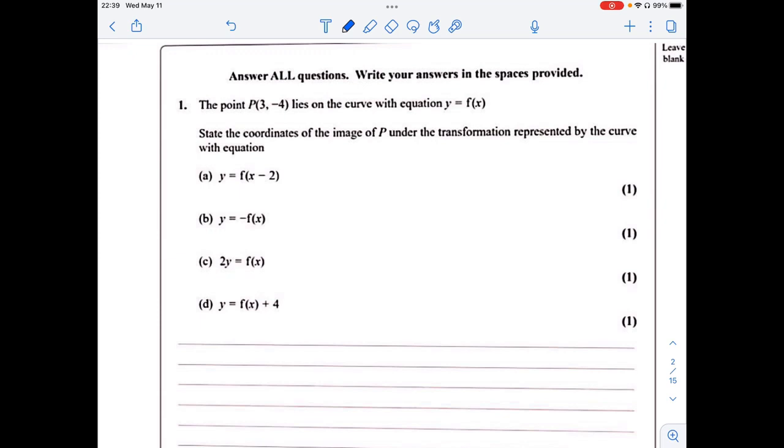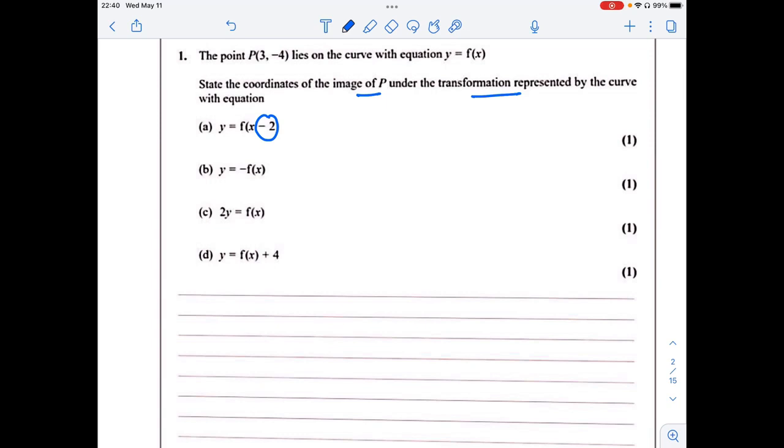The point (3, -4) lies on the curve y = f(x). State the coordinates of the image of P under the transformation represented by f(x) - 2. If the number is inside the brackets, you have to do the opposite operation. Inside the bracket, it is for x. Outside the bracket, it is for the y coordinate. So there are two options: either the number is inside or outside the bracket.